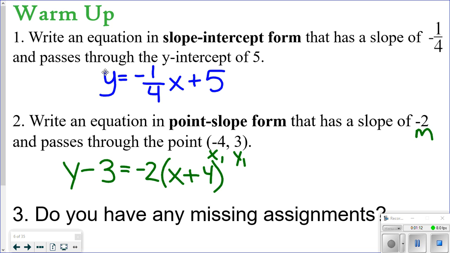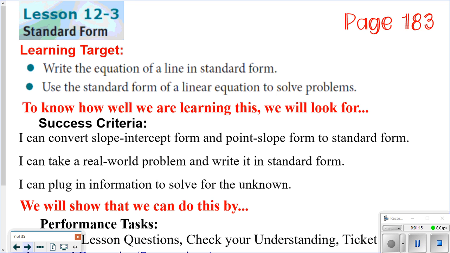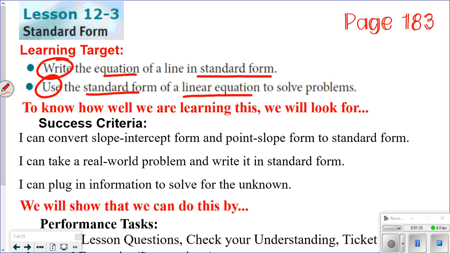Today, we are in lesson 12.3 called Standard Form. It's page 183. We are going to learn how to write an equation of a line in standard form and use standard form of linear equations in order to solve problems. So we're going to learn how to convert standard form to slope-intercept form and convert point slope to standard form and so on.